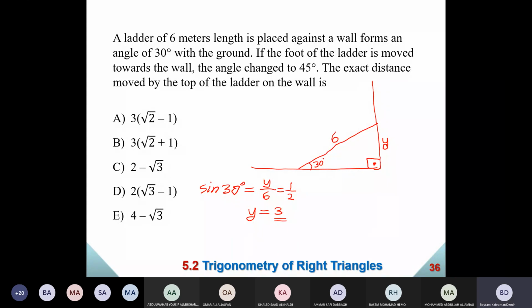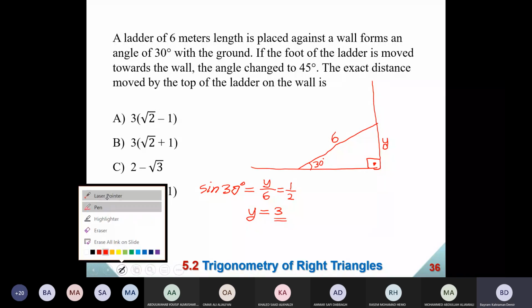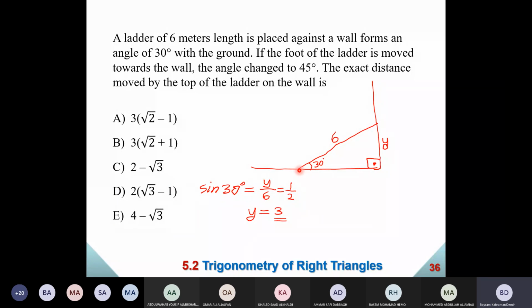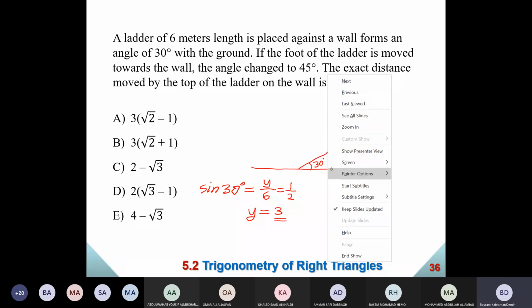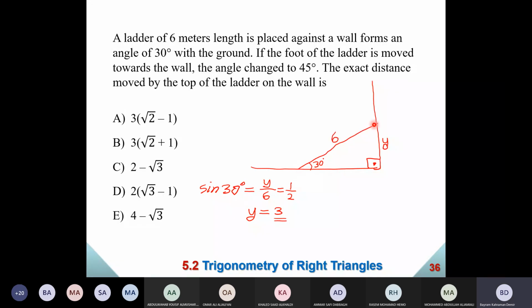Okay, let's read the question, Shabab. Continue. If the foot of the ladder is moved towards the wall, where is the foot of the ladder? Here is the foot of the ladder, right? If you move it towards the wall, what happens to the top of the ladder, Shabab? It will move up, right? Yes. Let's draw the second picture now.